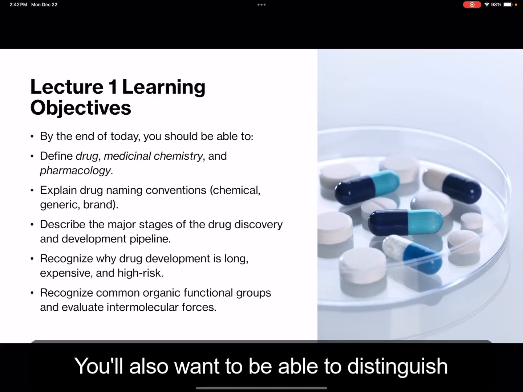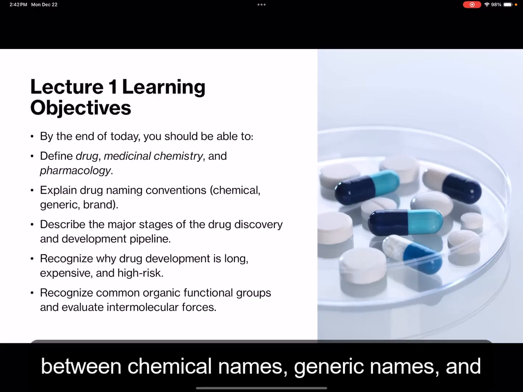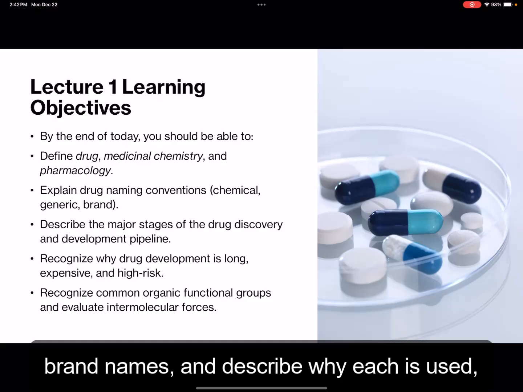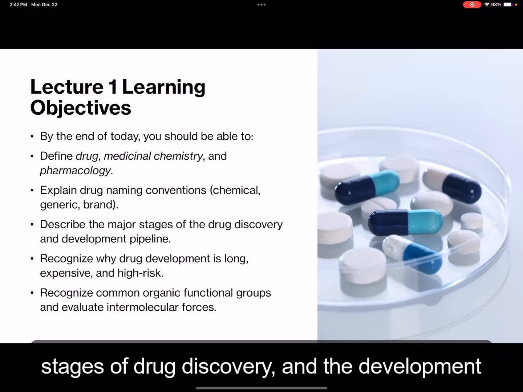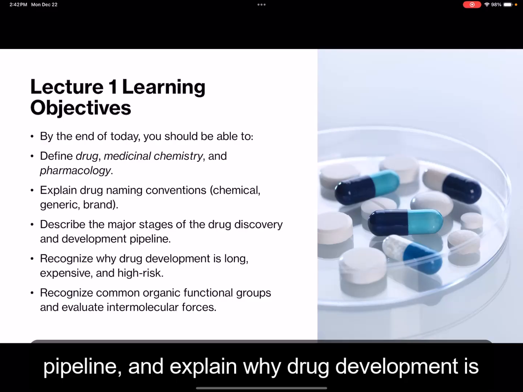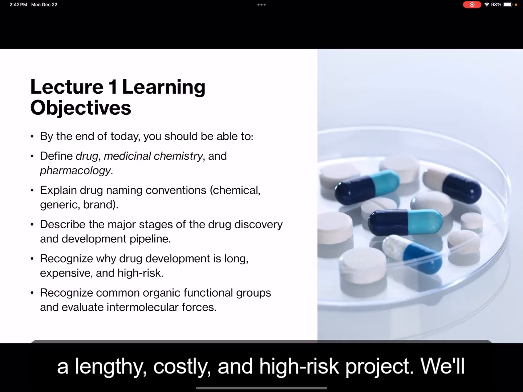You'll also want to be able to distinguish between chemical names, generic names, and brand names, and describe why each is used. And then you'll be able to describe the major stages of drug discovery and the development pipeline, and explain why drug development is a lengthy, costly, and high-risk project.